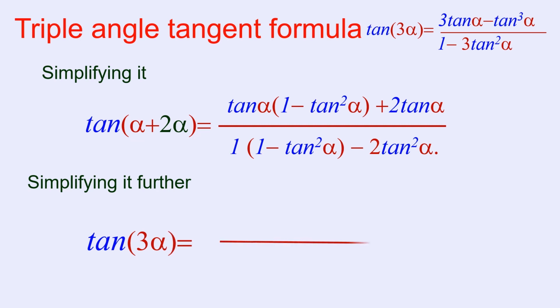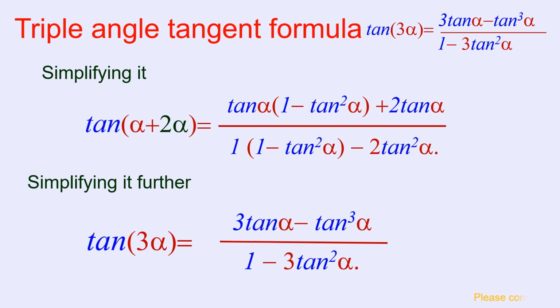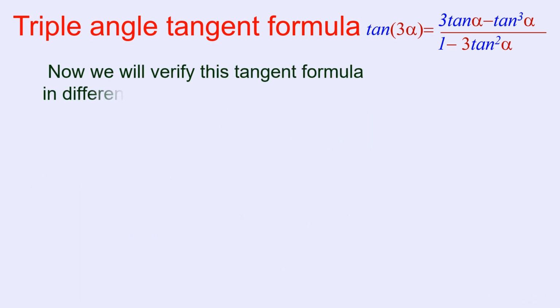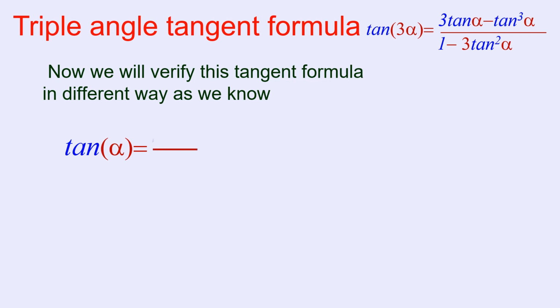Simplifying it, we get the required formula. Tan 3 alpha equals 3 times tan alpha minus tan cubed alpha whole divided by 1 minus 3 times tan squared alpha. Now we will verify this tangent formula in a different way.